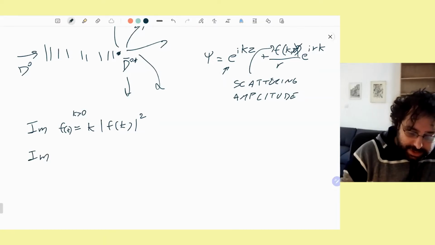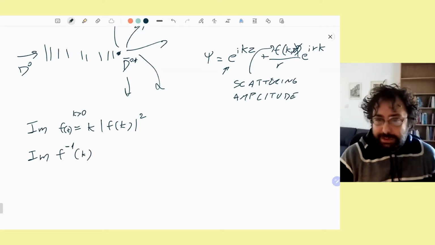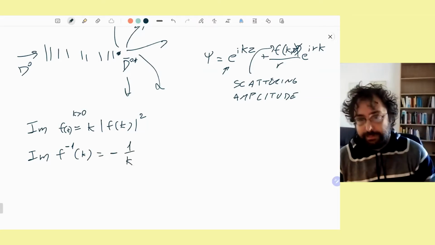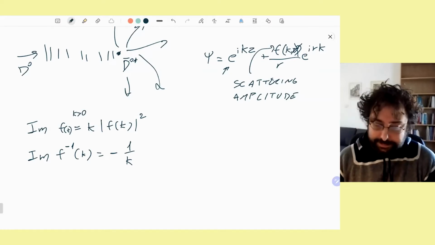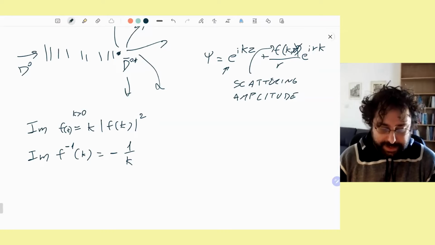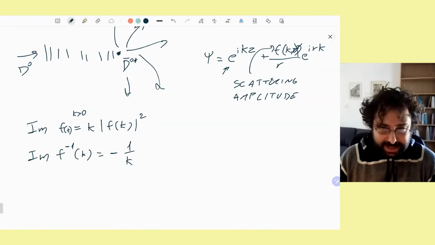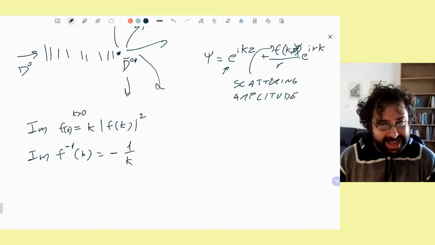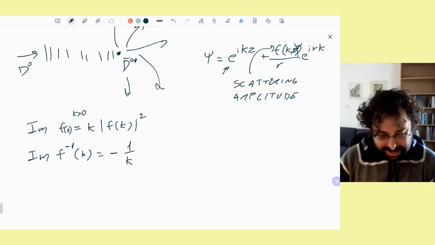You can rewrite this relation in this way. If I calculate the inverse of the amplitude, then I calculate the imaginary part, this is minus 1 over k. I mean, you get how I can do this. I can just divide by the modulus squared, and this is a real thing that I can put inside the imaginary part. So I get f divided by modulus squared. So this is 1 over f star, and this is the negative of the imaginary part of 1 over f. Okay, so I get this relation.